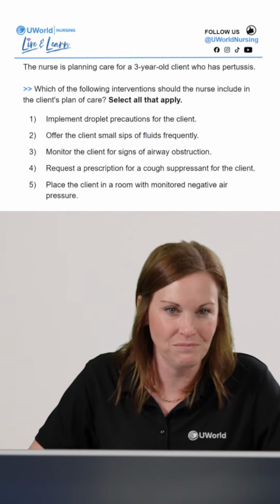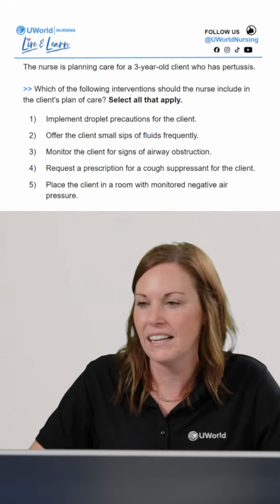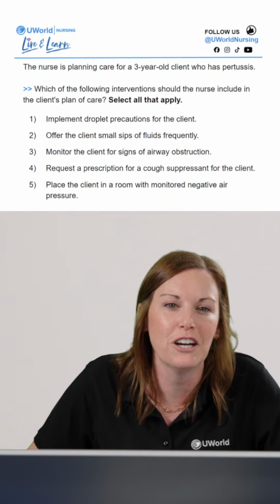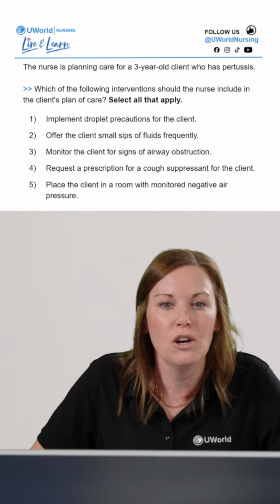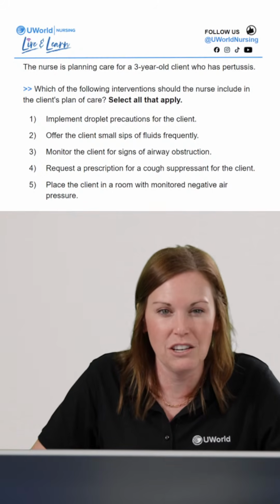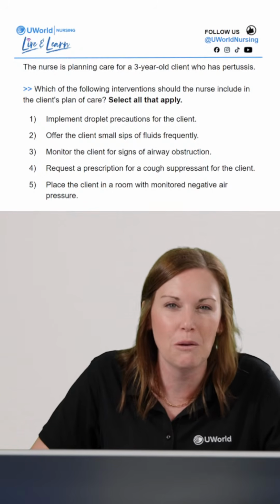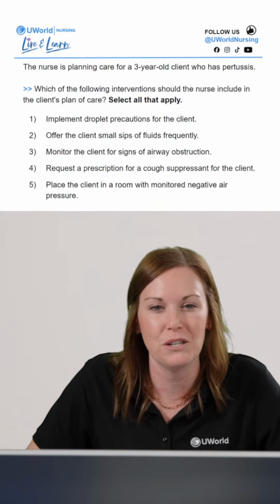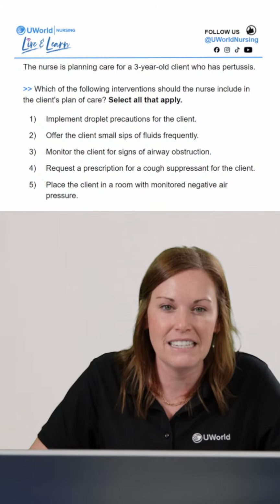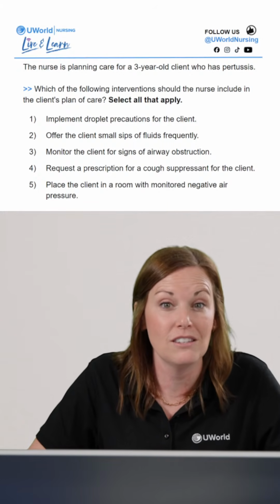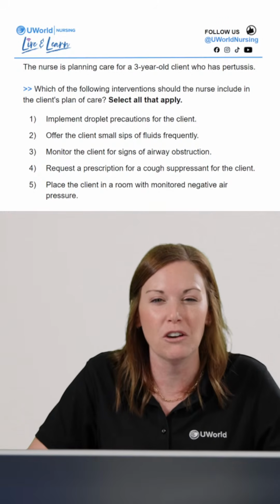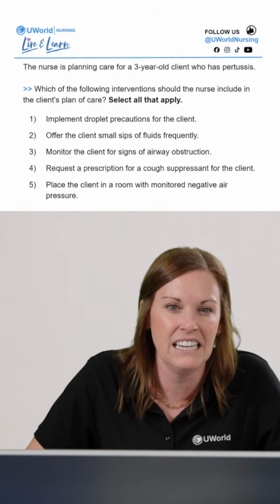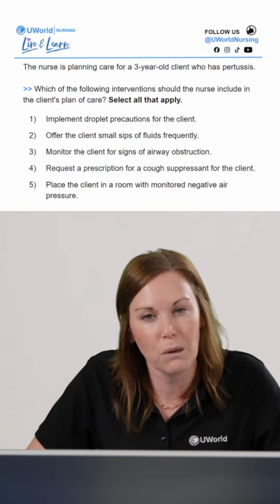Okay, so taking that same approach as we had before, we're going to start with the question. We are talking about pertussis, so we need to know about that. So we'll talk a little bit about that, and then knowing what we know about pertussis, we'll apply it to our option choices. So I know pertussis is also known as whooping cough. It's super contagious, so it's spread through contact and coughing and sneezing. So we need to think about droplet precautions.